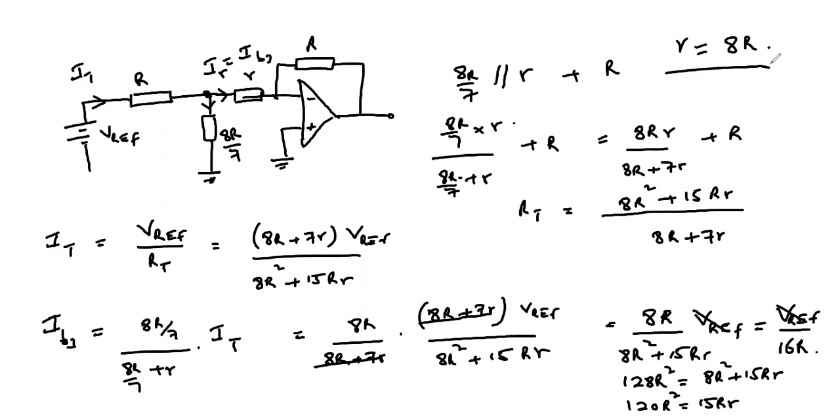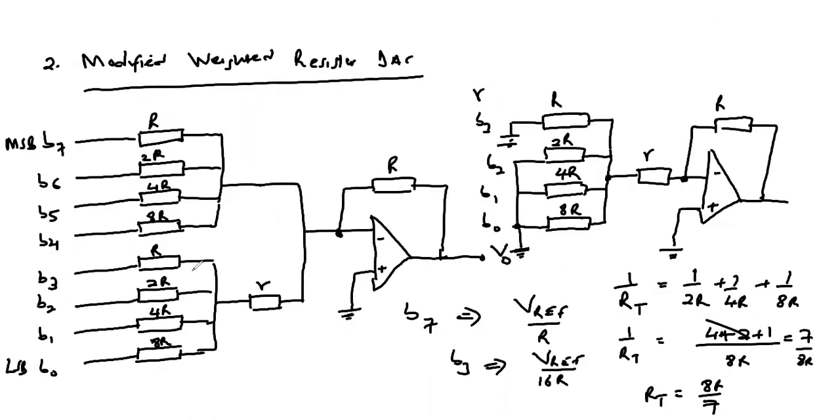capital R. And this is the value of the resistor that we need to introduce into the second set of the resistors so as to obtain the modified weighted resistor DAC. And therefore, this resistor will be equal to 8R. Otherwise, the rest of the operation of the modified weighted resistor will be similar to that of the weighted resistor DAC previously discussed.